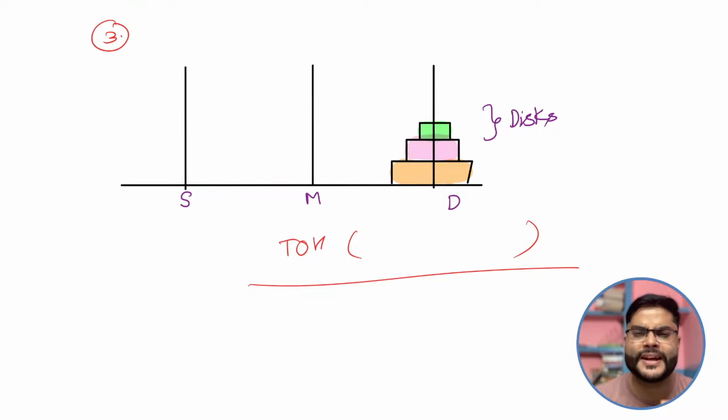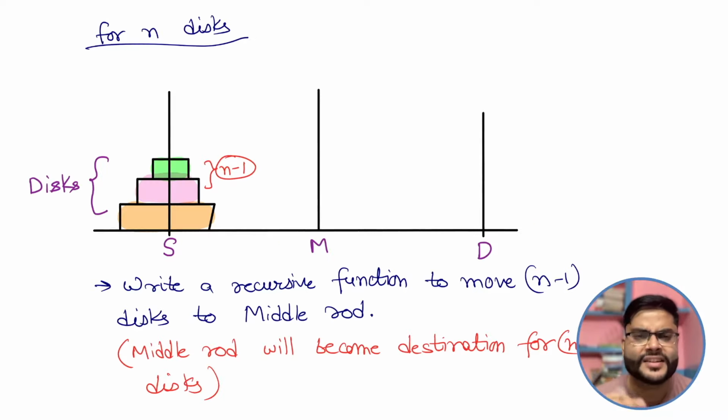So what will be the parameters inside our recursive function? Let's discuss it. Let's generalize it for n disks. We have solved for one disk, two disks, and three disks. Now let's generalize it for n disks. In the first step, I will move my n-1 disks to middle.